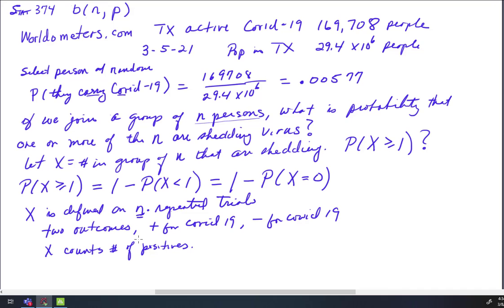Two outcomes, X counts the number of positives, then X would have a probability distribution that would be binomial, with n, and the p, the probability of being positive, would be 0.0577. Well and good so far.